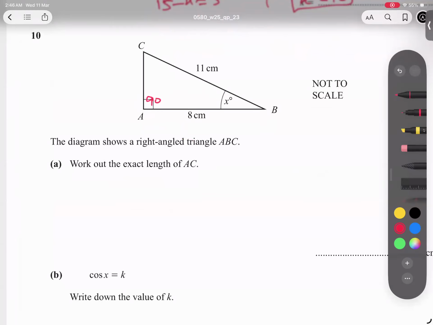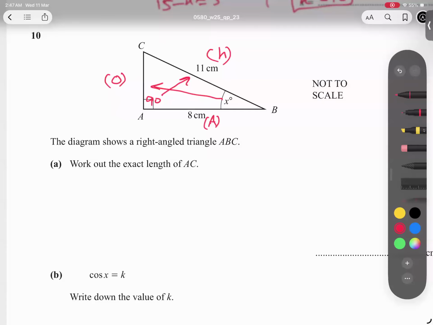It means when we have a 90-degree angle, we can do two kinds of jobs, SOHCAHTOA and Pythagoras theorem. What is he asking? The exact length of AC, and this is by Pythagoras theorem. I need to find this. In front of 90 degrees is called the hypotenuse. In front of the angle, this is called opposite, and this has become adjacent.